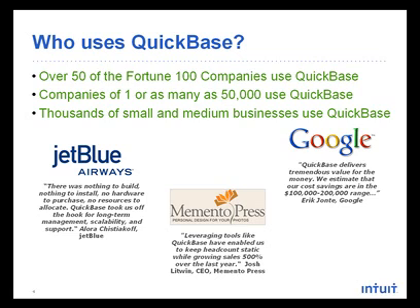We have over 50 of the Fortune 100 companies. Companies like JetBlue and Google use QuickBase, but you don't have to be a Fortune 100 company to use QuickBase. There are companies like Memento Press who use us for virtually everything. Things like customer tracking of detail as well as order processing.